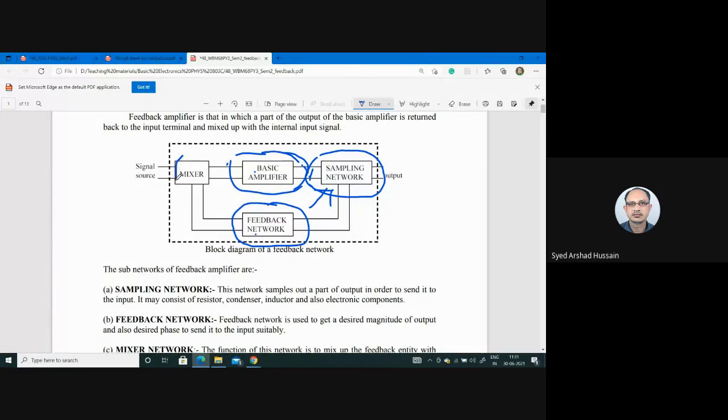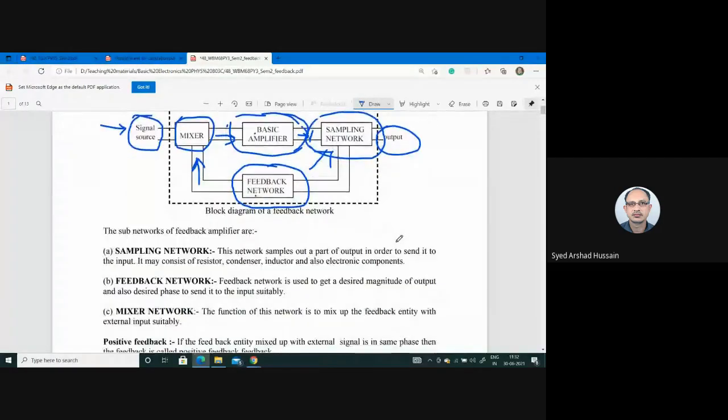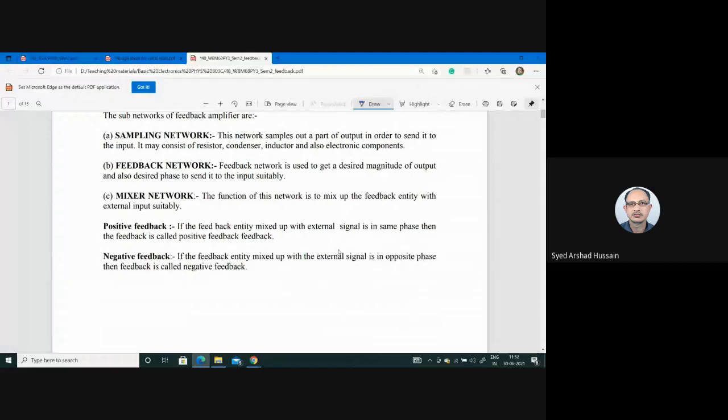And here you will have another network. This is called mixer network. The function of this network is to mix the external input and this signal fed back from the output to the input in a suitable manner, so that this mixed signal can go to the input of the basic amplifier and amplification occurs. Okay. So this is your simplest feedback network or feedback amplifier. Okay. And this is the final output, and this is the initial input. Okay. So this is your feedback network. We have 4 different networks: sampling network, then feedback network, then mixture.